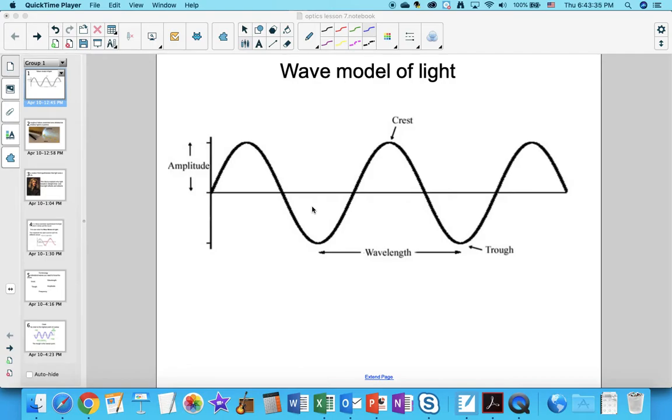Hi, if you're watching this video, you're watching the last lesson in the optics unit. In this lesson, we'll be talking about the wave model of light. We'll be talking about how scientists discovered whether or not light acts like a particle, like atoms do, or like a wave, like sound waves. This has been a debate for years and years and years, right?